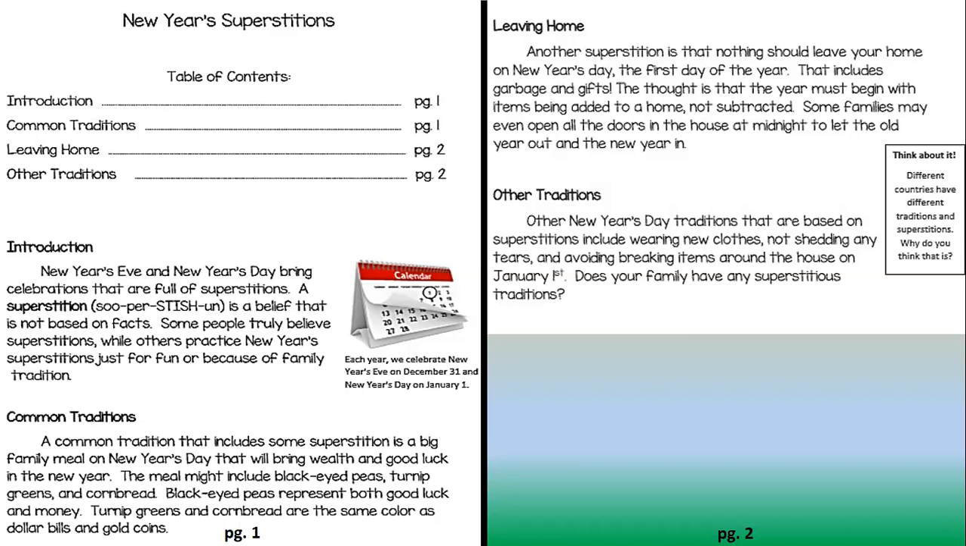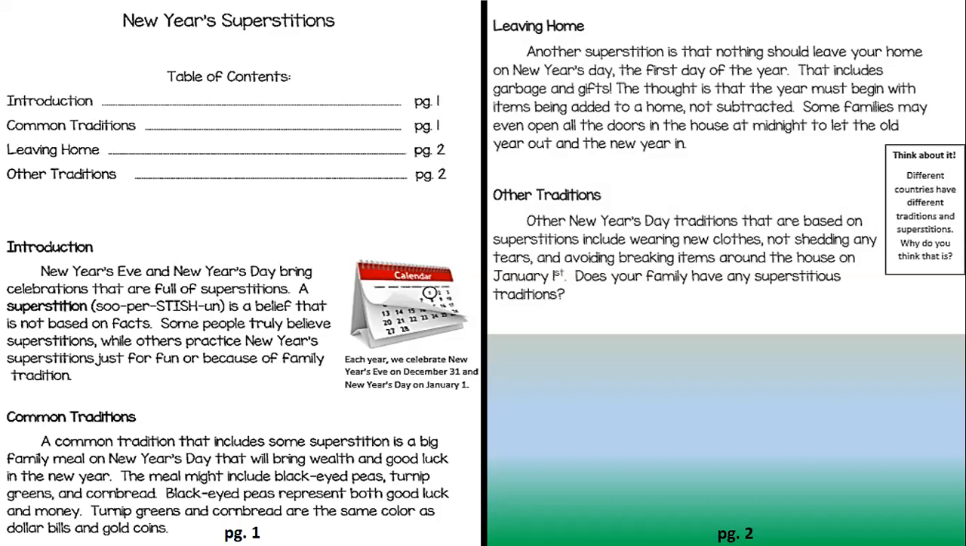Common traditions. A common tradition that includes some superstition is a big family meal on New Year's Day that will bring wealth and luck in the new year. The meal might include black-eyed peas, turnip greens, and cornbread. Black-eyed peas represent both good luck and money.